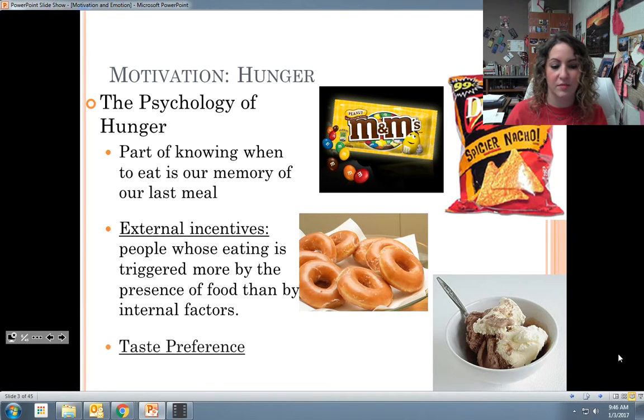And of course, taste preference. Some people are picky eaters and some people are not picky eaters. But then there's also external incentives. Some people are triggered to eat more by the presence of food than by hunger. Think of the last time that you were bored and how often you visited the fridge over and over again and just stared at the pantry. It's just the presence of food makes you hungry without actually being hungry.